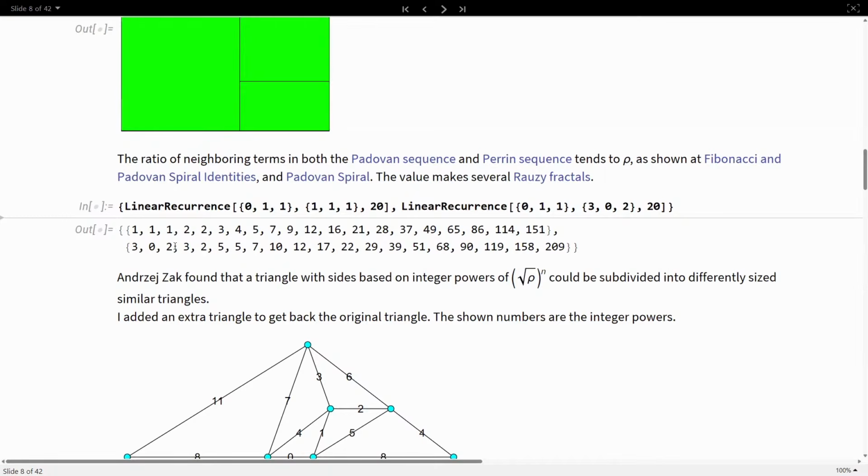So 3. So basically you're going back before the previous term. So 3 plus 0 is 3, 0 plus 2 is 2, 2 plus 3 is 5, and so on.